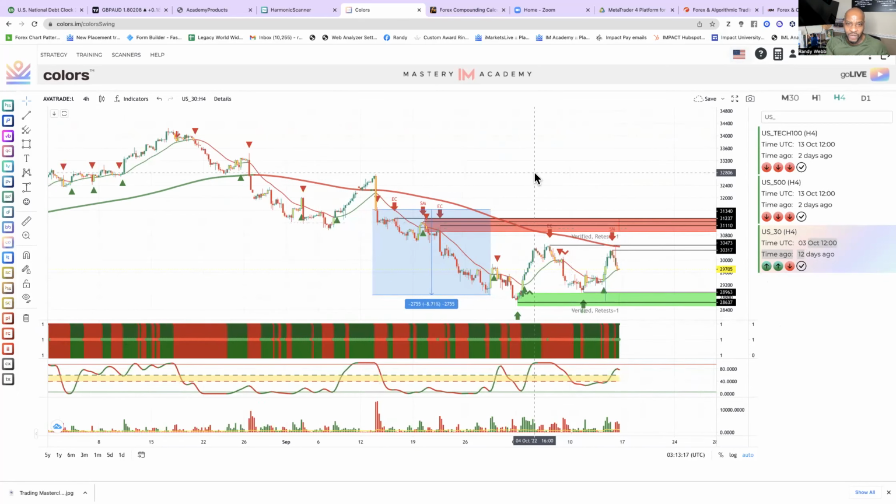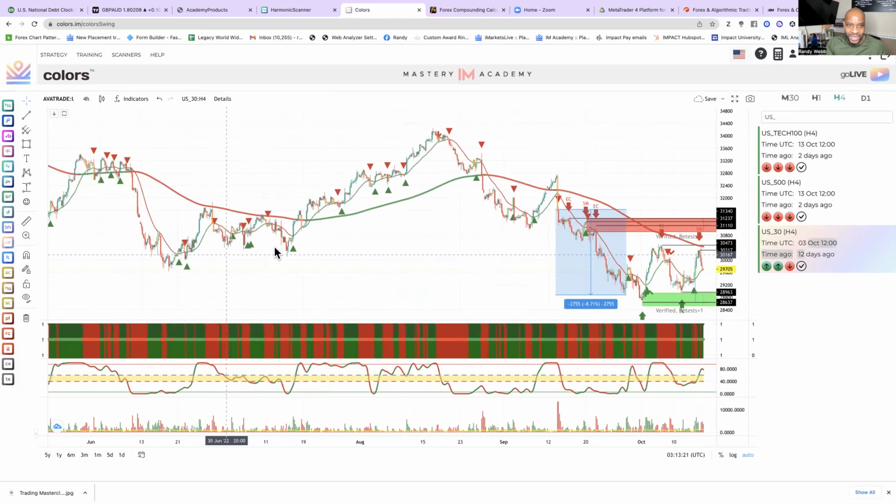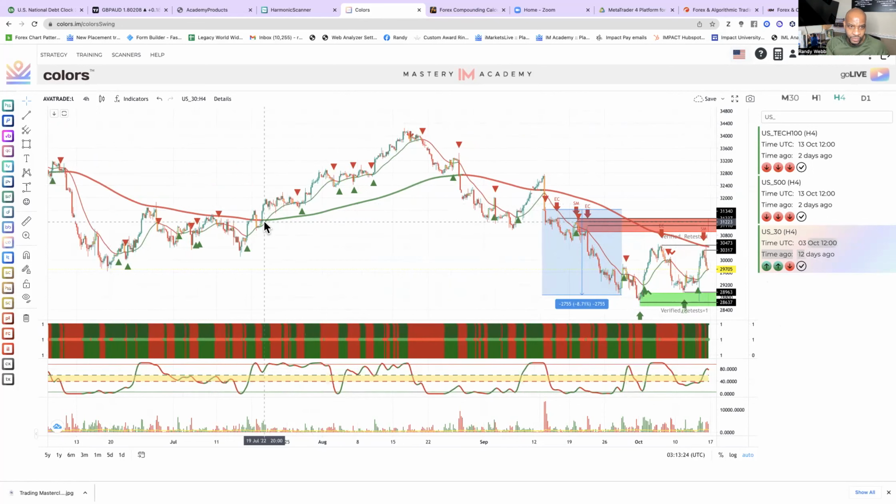I think I pretty much covered what it means to go into a sell with colors. Buy is the same thing. We get the green once again, and same thing, we're looking down here, we're waiting down here.